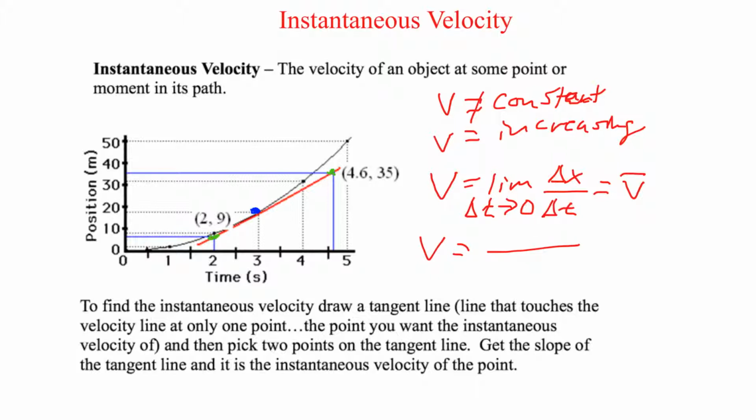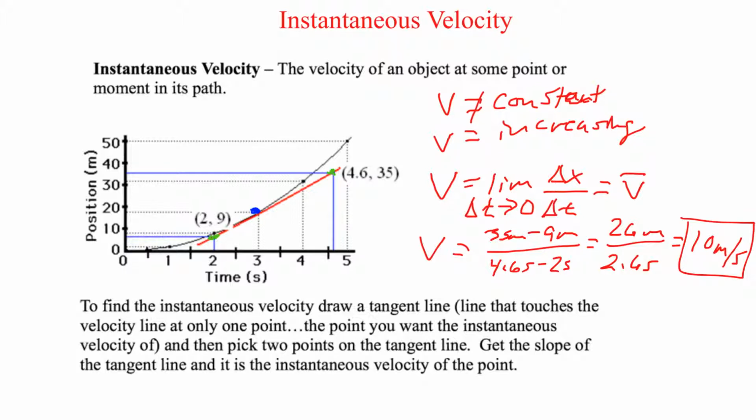We can say our first position is 35 meters minus 9 meters divided by 4.6 seconds minus 2 seconds. Alright, and that gives us 26 meters divided by 2.6 seconds, which gives us 10 meters per second. So, at 3 seconds, whatever object made this graph as it was moving, it had a velocity of 10 meters per second at that one point.